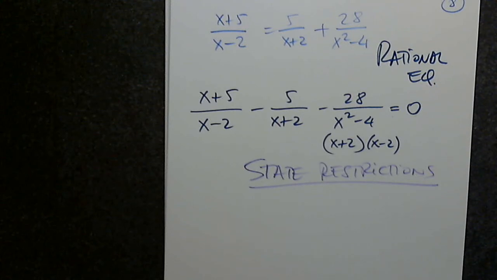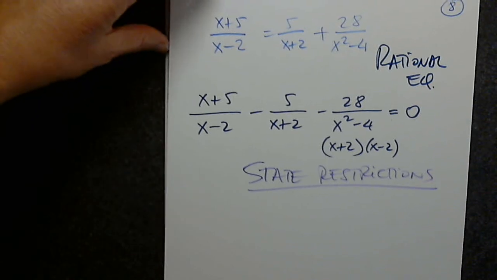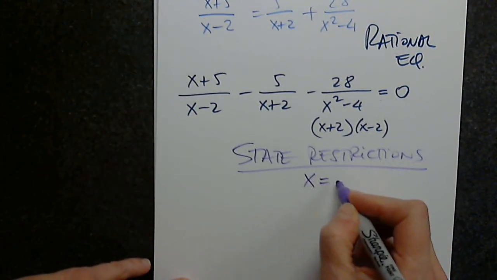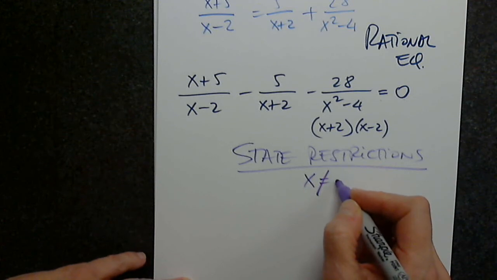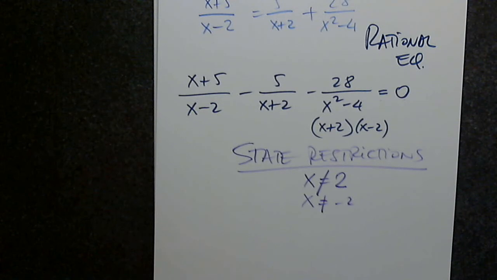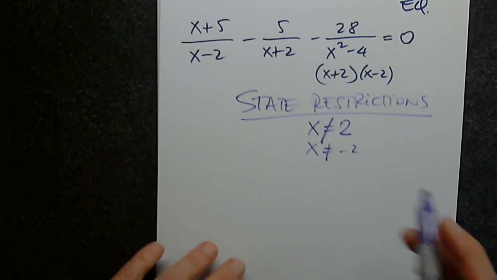What does that mean? What restrictions? What am I talking about? Domain. Right, in other words, the domain of these functions. But more importantly, what x cannot be. So from here, I know x cannot be 2, perfect. And from here, x cannot be negative 2. Excellent. So now I know the LCD.